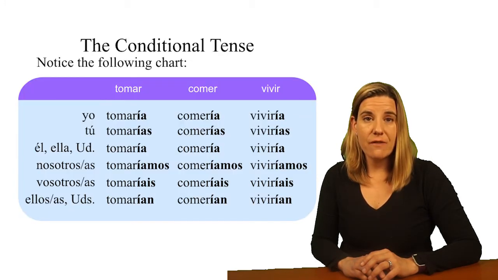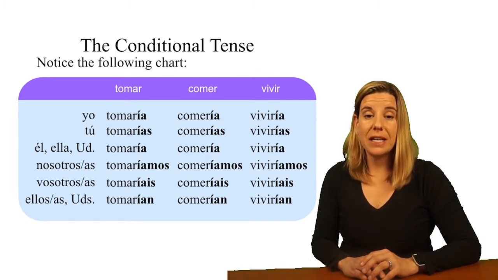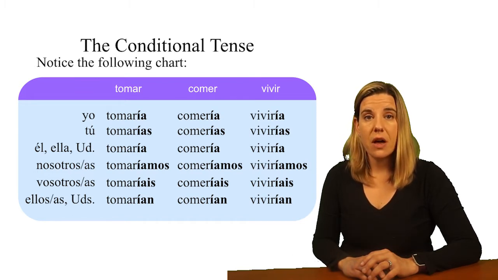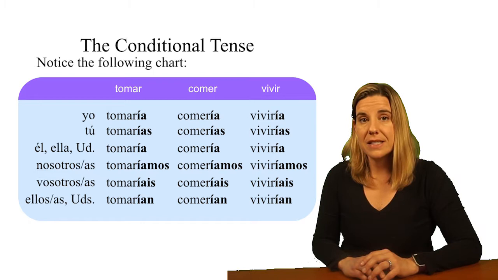If you have the AR verb tomar, here's what it would sound like in the conditional. Yo tomaría, tú tomarías, él y usted tomaría, nosotros tomaríamos, vosotros tomaríais, ellos, ellas, ustedes tomarían.